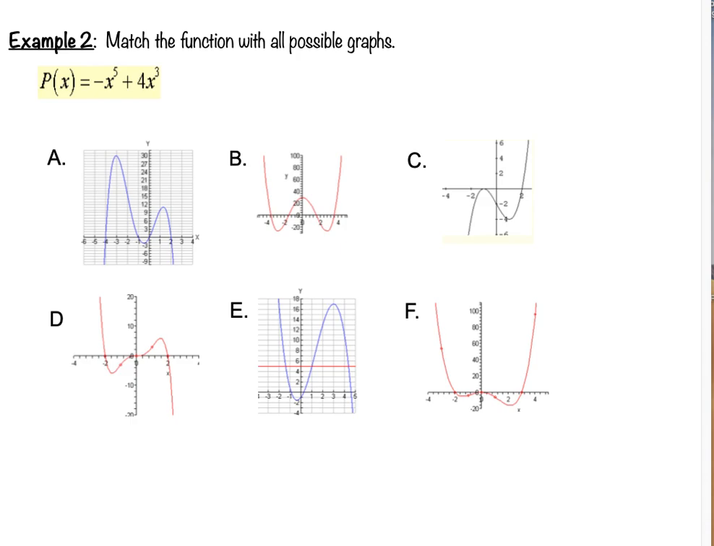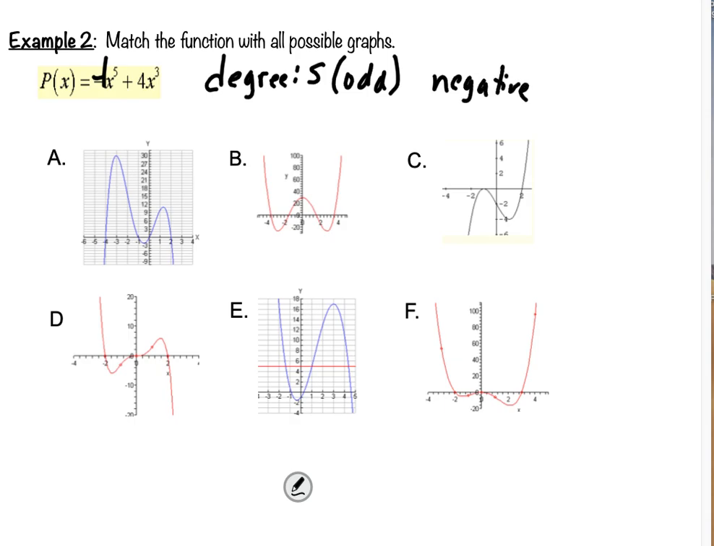All right, what about this example here? What's the degree of this polynomial? The degree here is the highest power of x. What's the highest power of x in this one? It would be 5. Is 5 even or odd? 5 is an odd number. What about the leading coefficient of x to the 5th? The leading coefficient of x to the 5th is negative. So if it's odd, remember they go in opposite directions at the ends. So we know they go in opposite directions there.